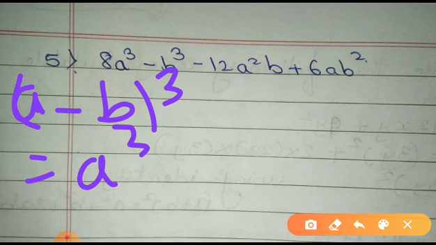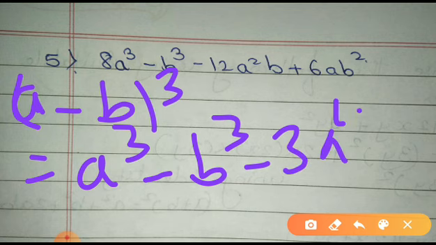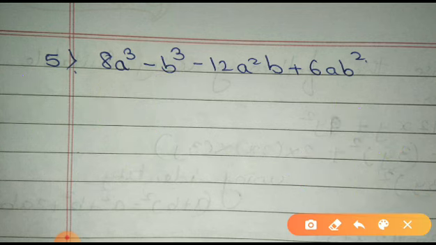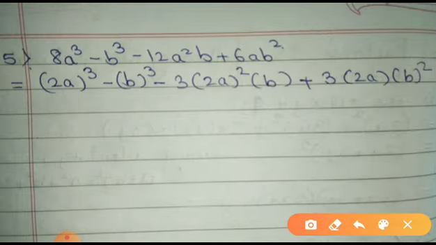It is a cube minus b cube, minus 3a square b plus 3ab square. And then I have to find what are the values of a and b. Check. Now can I write 8a cube as 8 is a cube of 2, and a cube is a cube of a? So I can write it as (2a) whole cube. Again minus b cube, it is cube of b. So minus b cube.